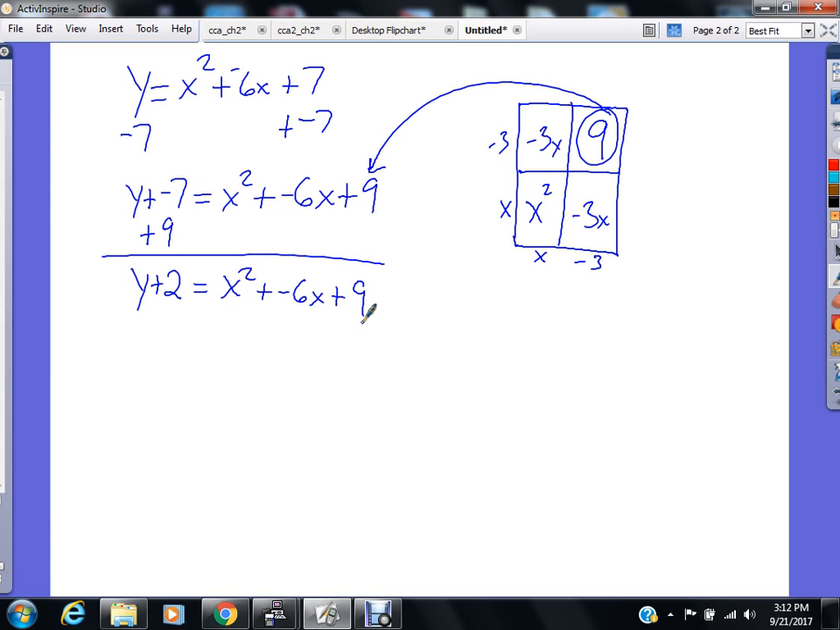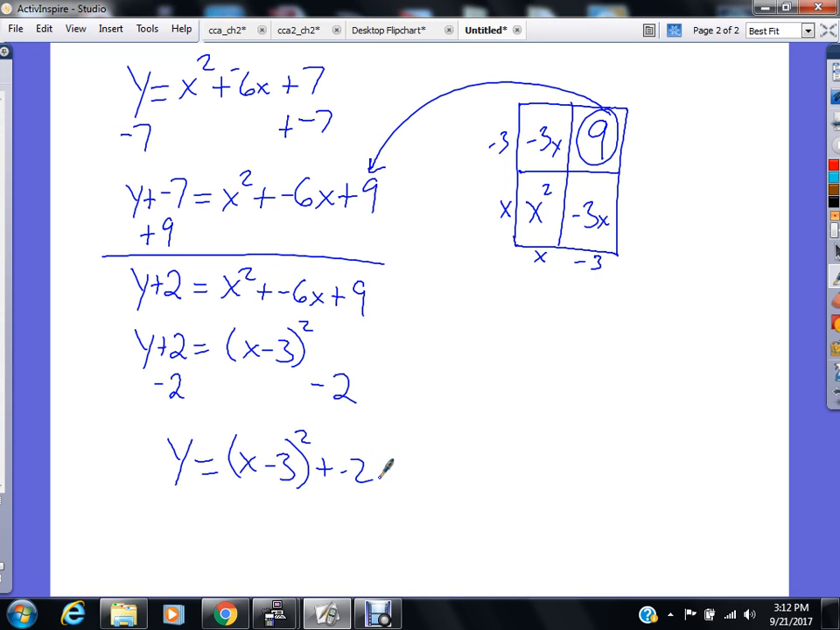Now again, x squared plus a negative 6x plus 9 is a perfect square trinomial. And being a perfect square trinomial, now I can rewrite it in its factored form, which is x minus 3 squared. And again, to finish it and get it into graphing form, I have to add a negative 2 to both sides to get y alone. So I have y is equal to x minus 3, that quantity squared, plus a negative 2.